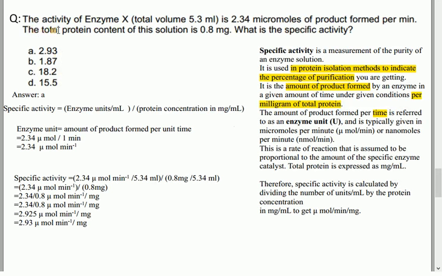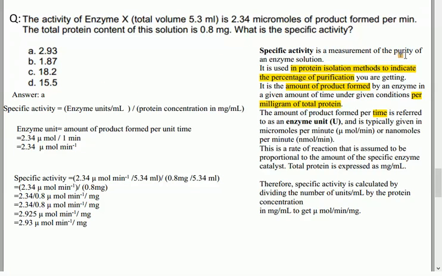Question: the activity of enzyme X, total volume 5.3 ml, is 2.34 micromoles of product formed per minute. The total protein content of this solution is 0.8 milligram. What is specific activity? To solve these sorts of questions, we should first know what is actually specific activity.